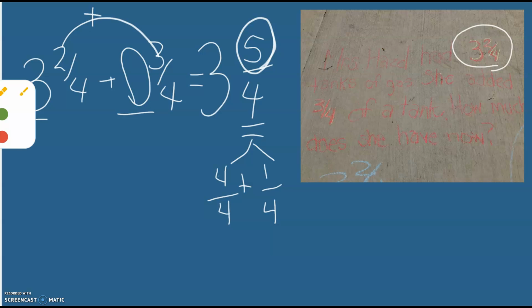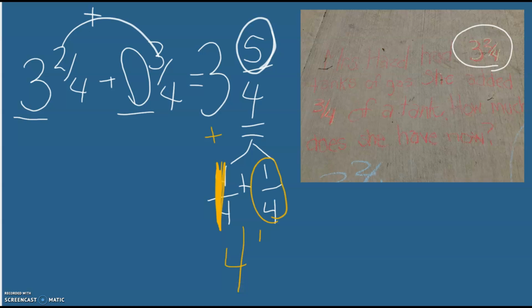Now, because I have 4/4, I'm going to change. That means that I ate that whole pizza. So now I have this whole 3 plus this whole 1 is going to equal 4 wholes, and then I have to add in this fractional part. So Miss Hazel actually has 4 1/4 tanks of gas.